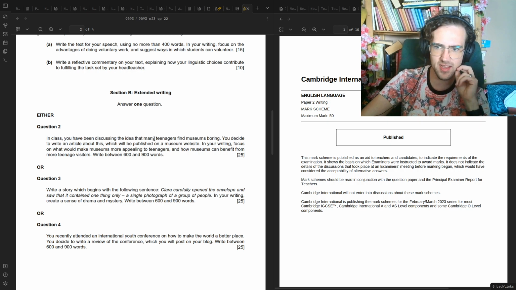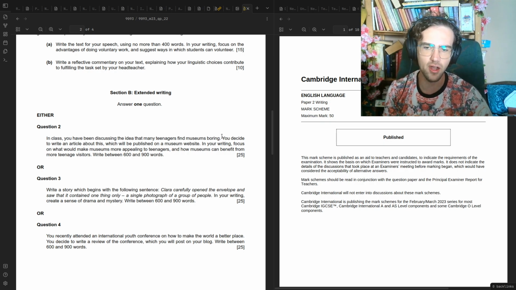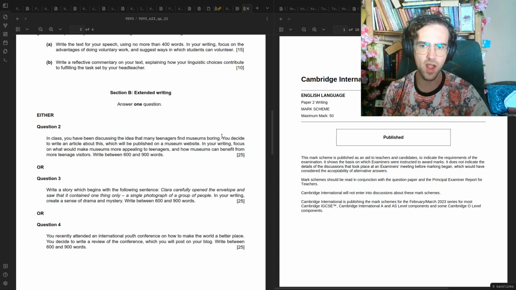So, in class, you've been discussing the idea that many teenagers find museums boring. You decide to write an article about this, which will be published on a museum website. In your writing, focus on what would make museums more appealing to teenagers and how museums can benefit from more teenage visitors. Write between 600 and 900 words.